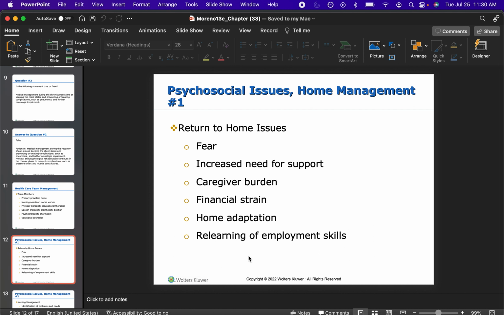We talked about some of these in your simulations with our younger stroke patient, right? These were a lot of the concerns she had going back home: fear, increased need for support if they're unable to do the ADLs like they used to, definitely caregiver burden, financial strain, home adaptation, and relearning of employment skills. Are they able to go back to work? If not, that financial strain is going to be even more of an issue.